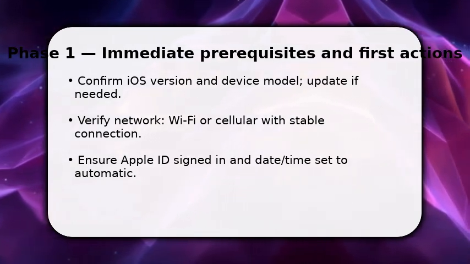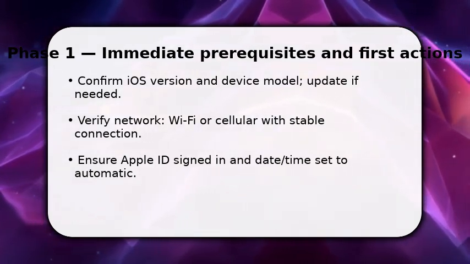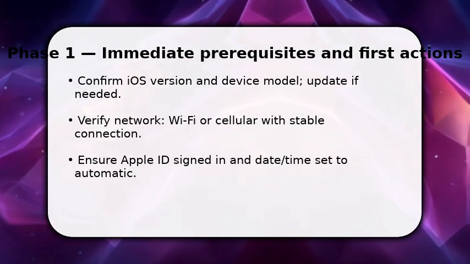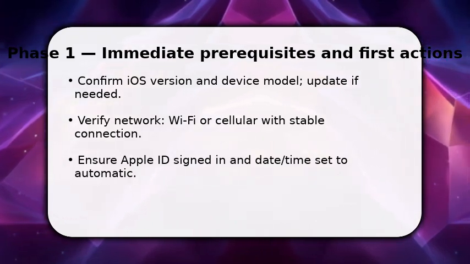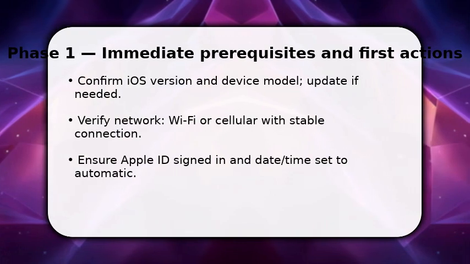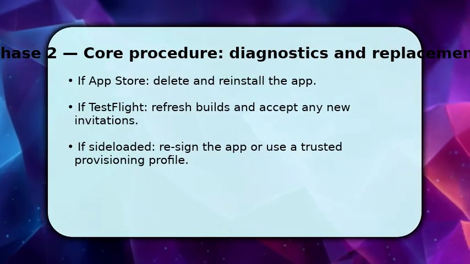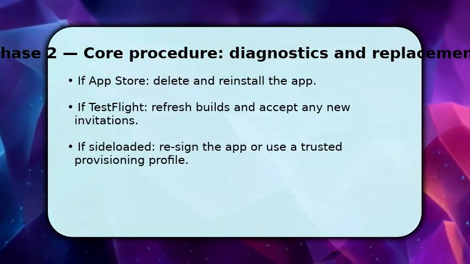Next, locate the app that reports integrity cannot be verified and note how it was installed: App Store, TestFlight, or sideloaded, since the steps differ. Now you'll handle the core verification fixes depending on how the app arrived.